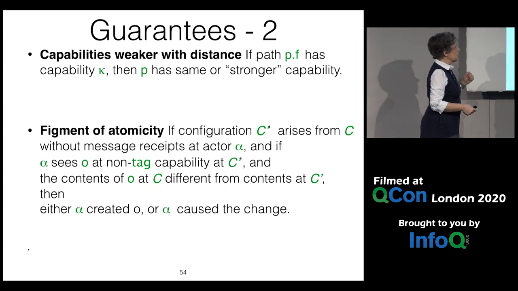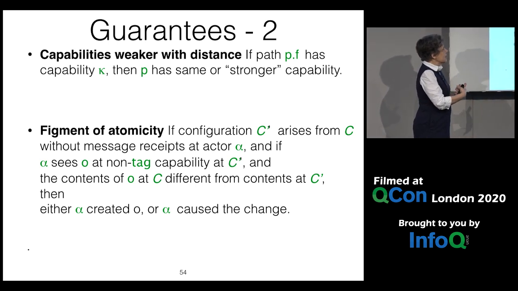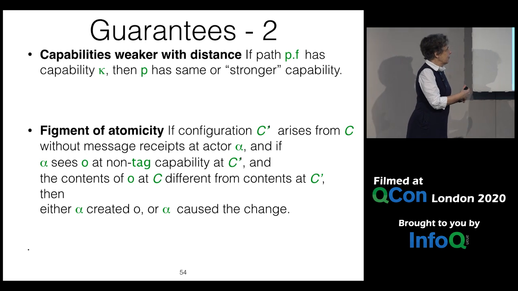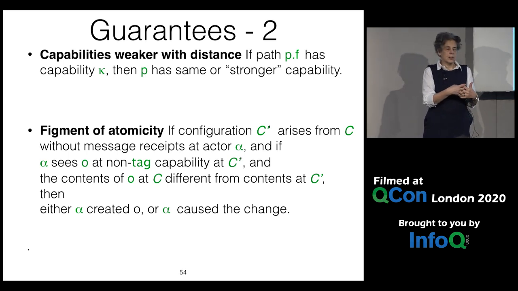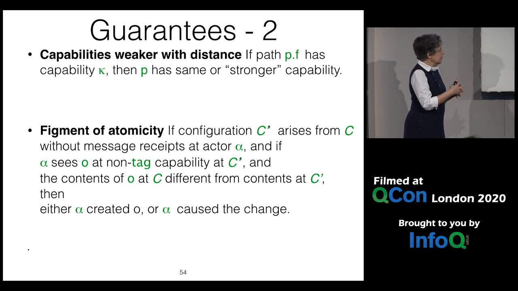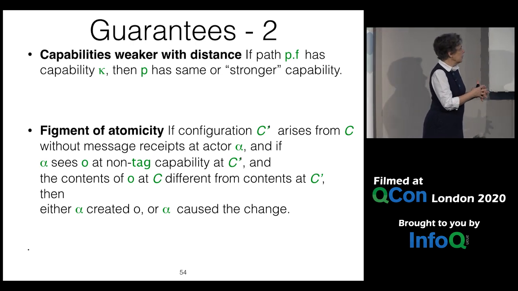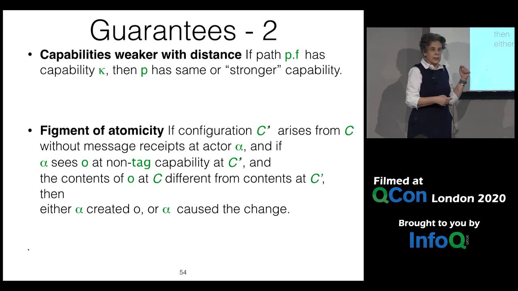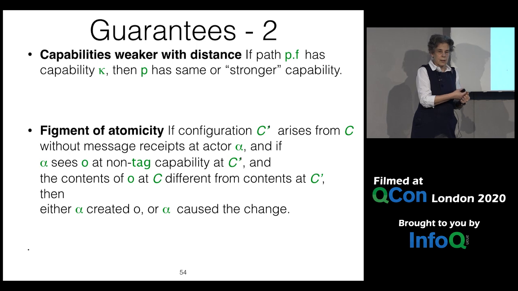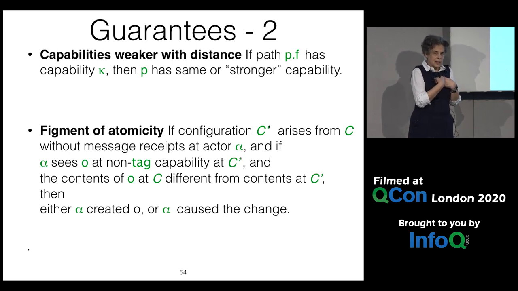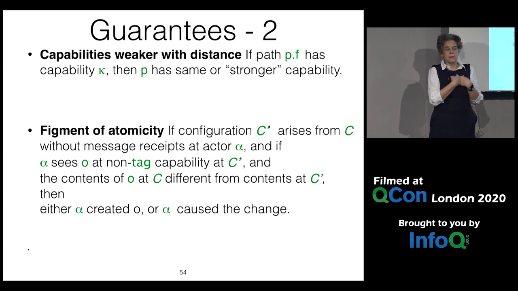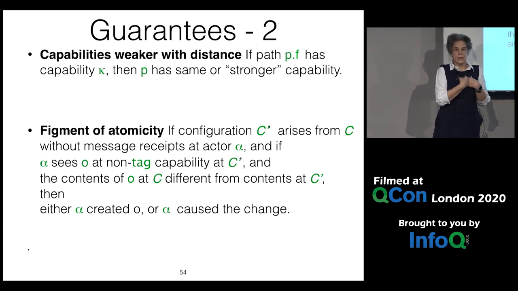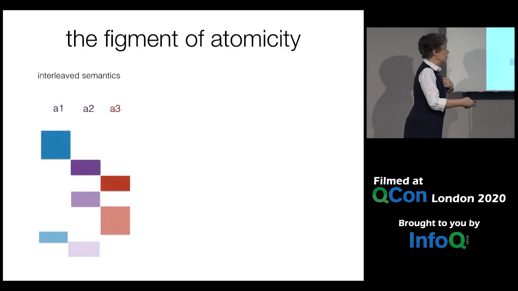And we have this figment of atomicity that says if, upon message receipt, an actor sees an object at a certain capability that is read or write, then if later on the contents of the object are different than what they were upon receipt, then it was I who made the change. So it means I cannot observe anything that changes because of other actors. Any change is due to me.